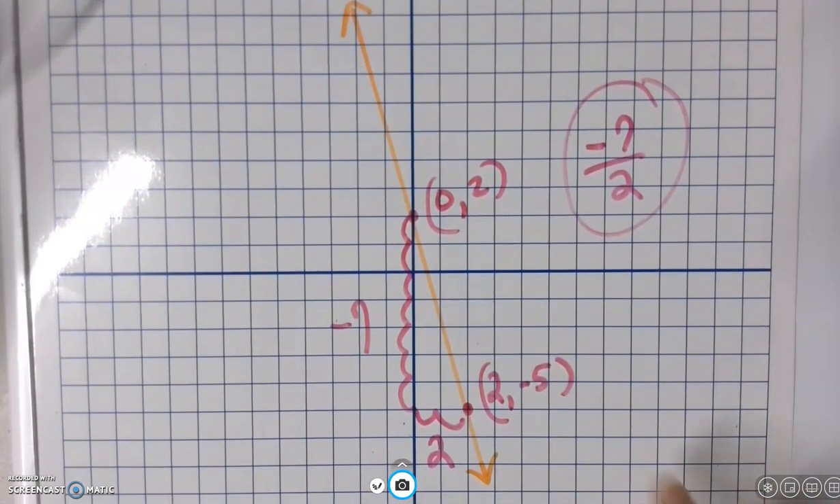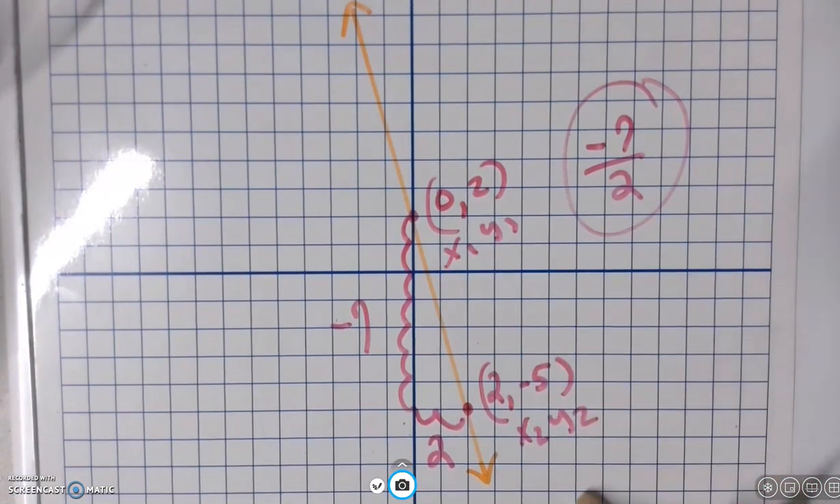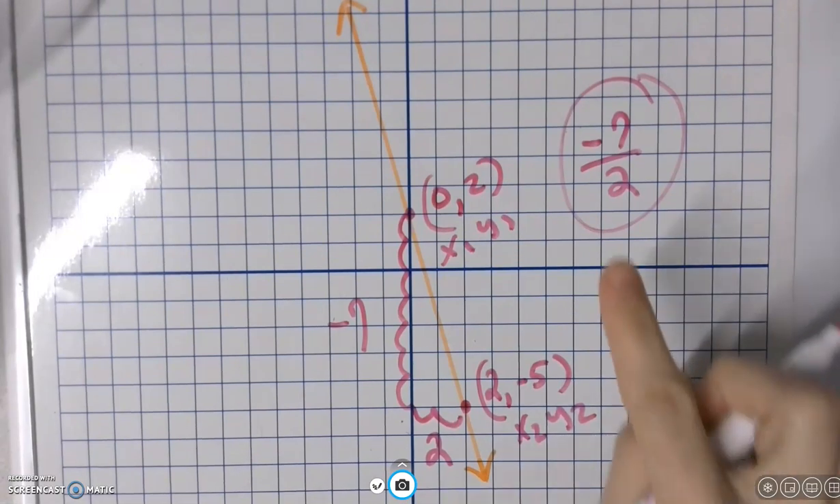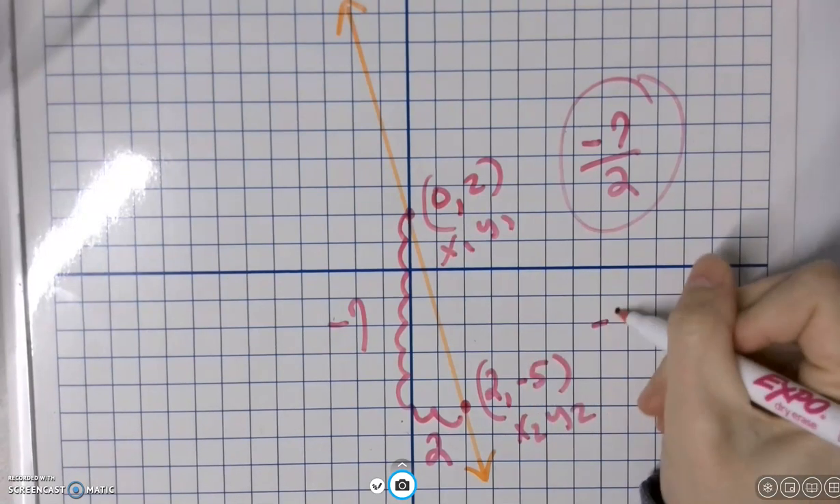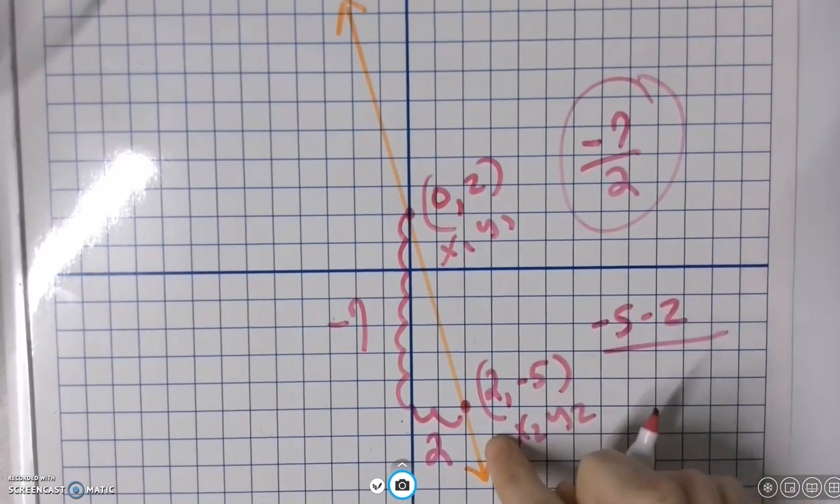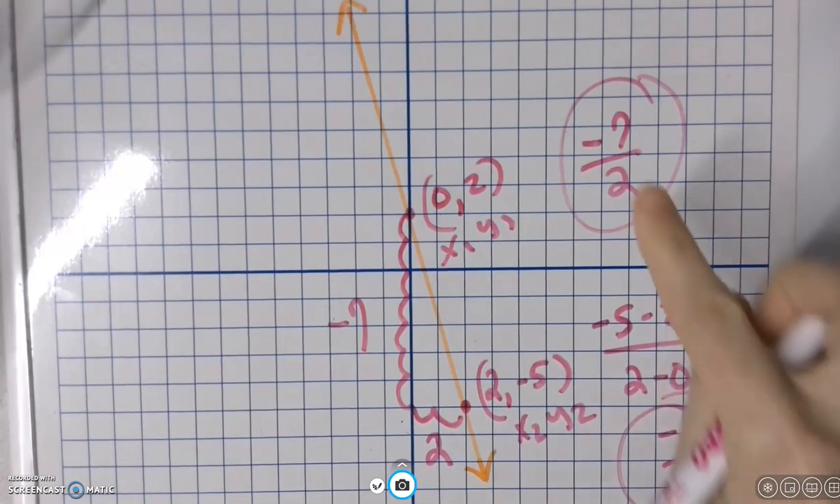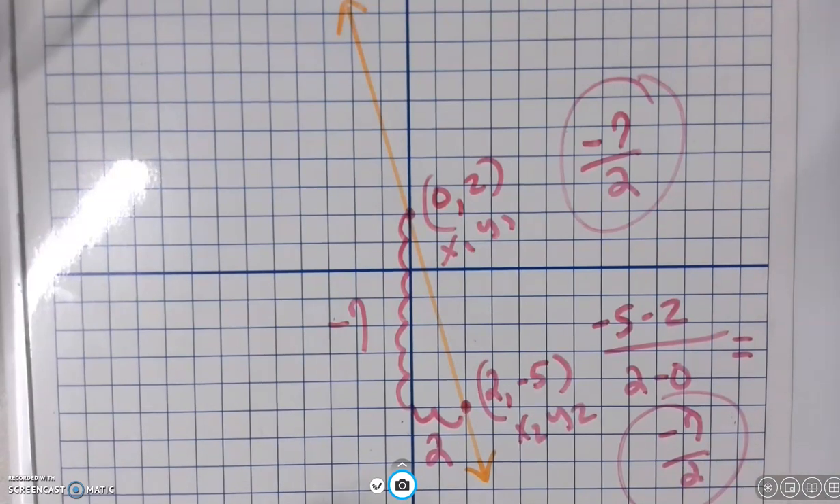Also, I could label this x1, y1, x2, y2, and set this up as y2 minus y1 over x2 minus x1. That's my slope formula, and I would get the same slope. So to check this, -5 minus 2 over 2 minus 0 would also give me -7 over 2. If you wanted to double check your work, you could do it this way. Again, rise over run or slope formula, both of these give you the slope.